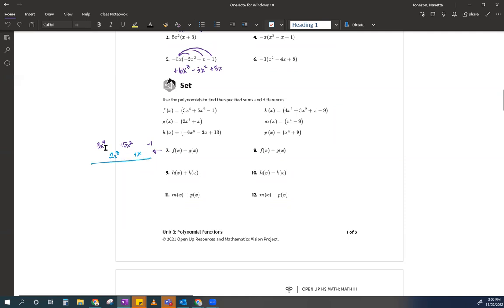So my final answer is just going to be 3x to the fourth plus 2x cubed plus 5x squared plus x minus 1. And we always write these things, as we were talking about earlier today, in height order, from tallest, meaning biggest exponent, to smallest, meaning no x, like x to the 0. And so this is your answer. All you're doing really is adding like terms.